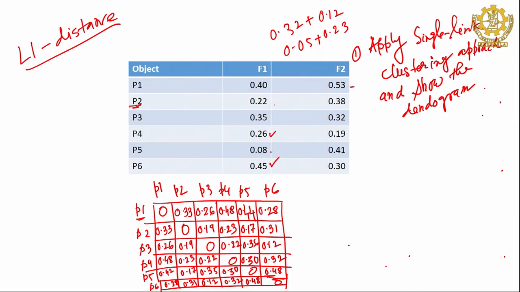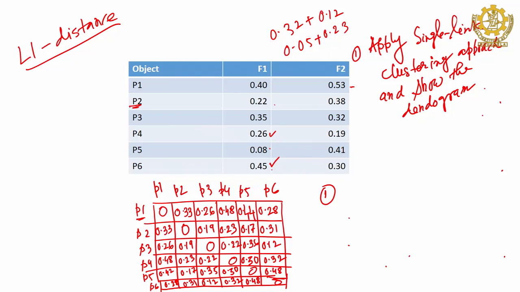Five six is how much? So, this is 0.37, right, and this is 9. So, this is 11. So, 0.48 is right now. So, this is the distance matrix.